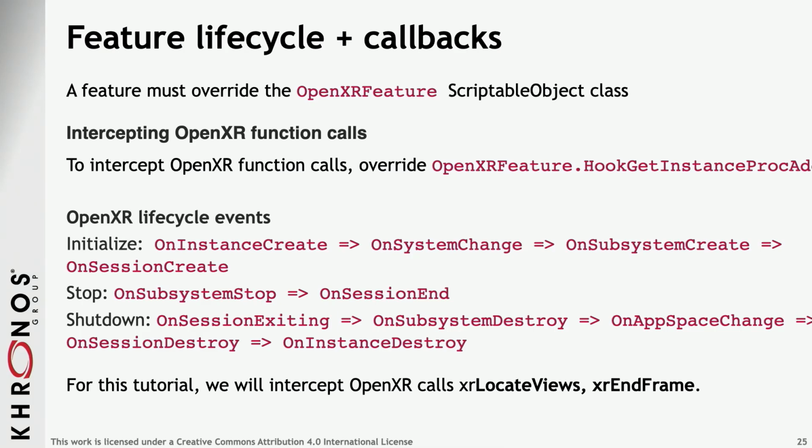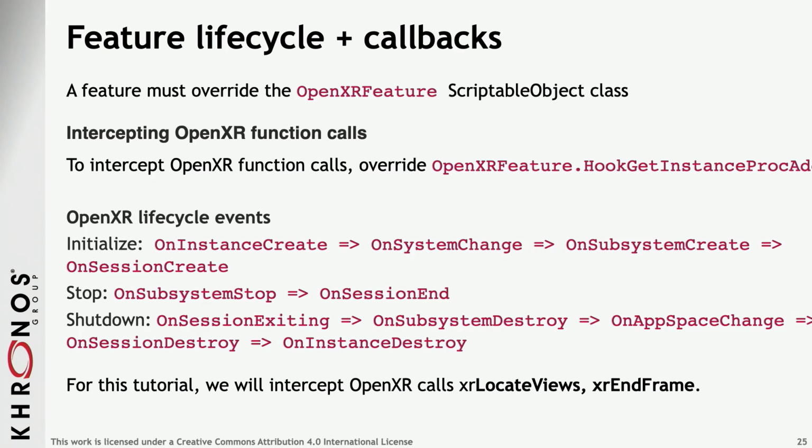Yeah, as Peter said, the feature can add public fields for user configuration at build time. One important thing to notice is that it must override the OpenXR feature scriptable object class. This class has a number of methods that your feature can override. To intercept the functions that we want from OpenXR, you need to override the OpenXR feature hook at instance process address. It's a huge function.